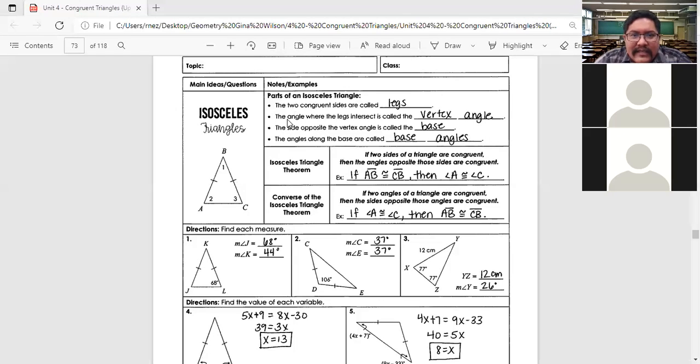The next thing is the angle where the legs intersect, which is called the vertex angle. In this case, we have our vertex angle up here at angle B. The side opposite of the vertex is called the base. So down here, AC would be the base, the bottom.